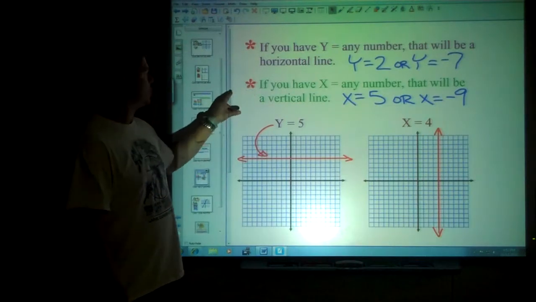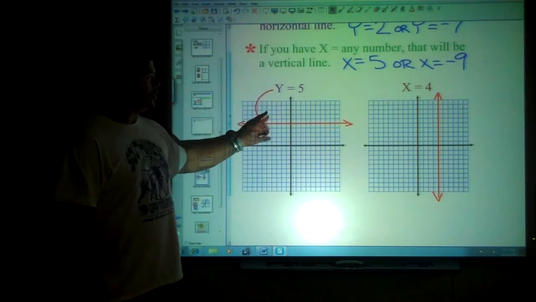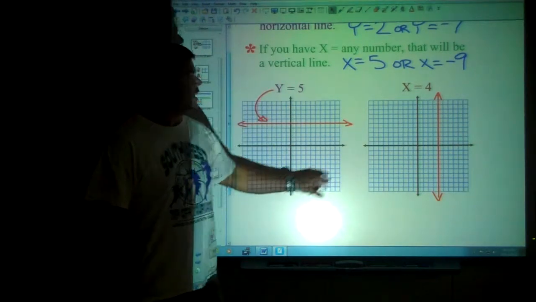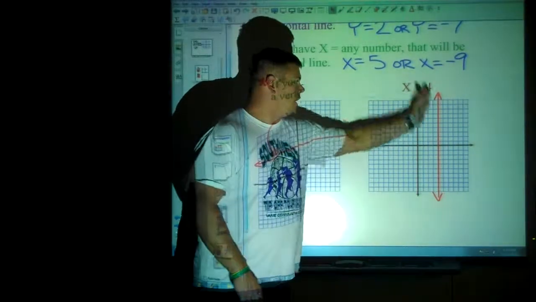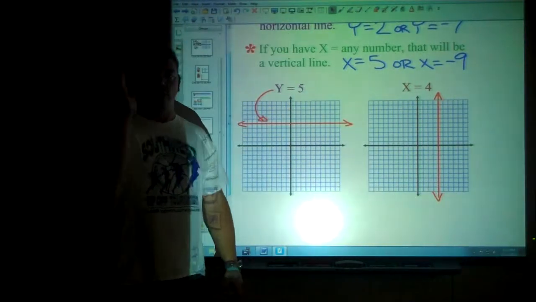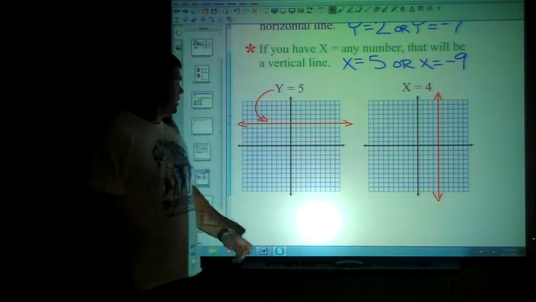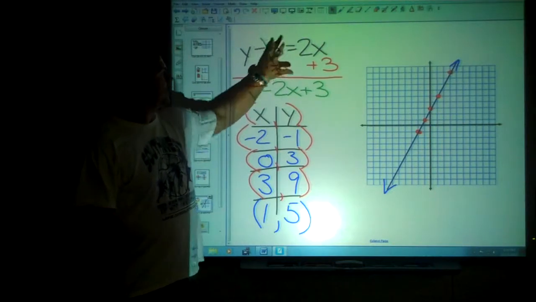And remember your two special circumstances: just y, no x at all, you're going to be horizontal. If it's just x, no y at all, it's going to be vertical. So you're either going to have vertical, horizontal, or diagonal. If it's diagonal, it'll have both x and y in the problem.